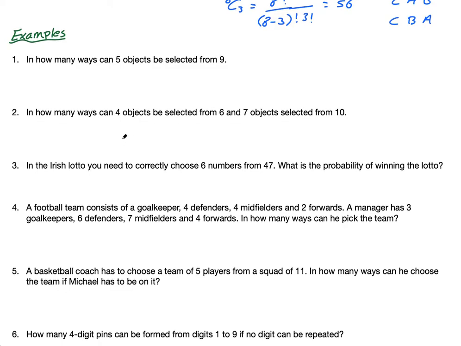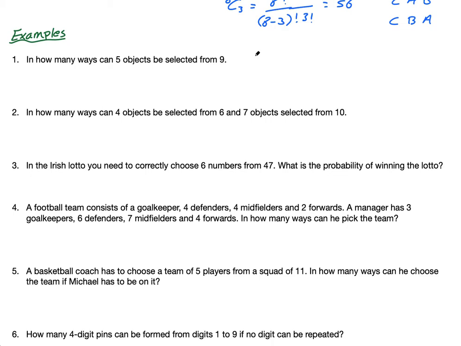Okay. I have 7 examples here. Again, I'm not sure if I will break this into 2 lessons or not. Let's just assume I won't, so I'll try and do it fairly quickly. In how many ways can 5 objects be selected from 9? What's important that we need to look out for in these questions is, does the order matter? When he says, in how many ways can 5 objects be selected from 9? No, the order doesn't matter.